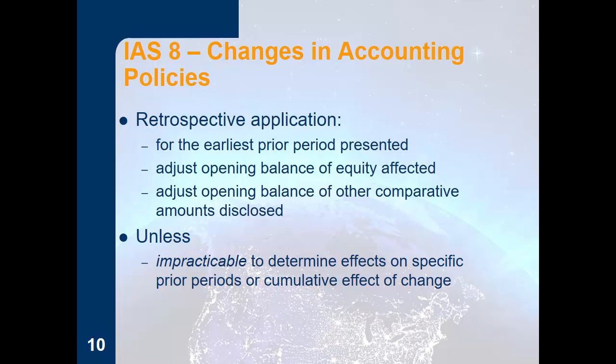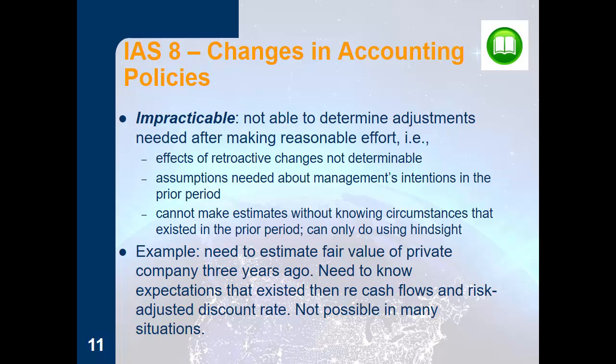We adjust the opening balance of retained earnings for the earliest period presented, and we also adjust opening balances of any other comparative amounts. And we always do that unless it's impracticable for us to be able to figure out what those changes are. The idea of it being impracticable is we're not able to determine what the adjustments are that are needed, even after putting in some significant effort.